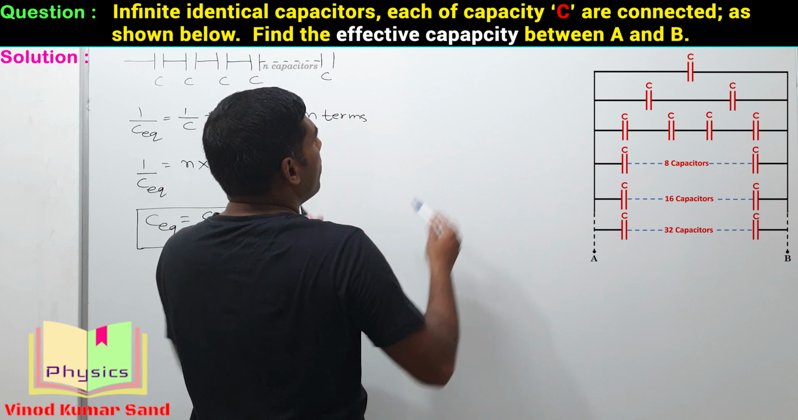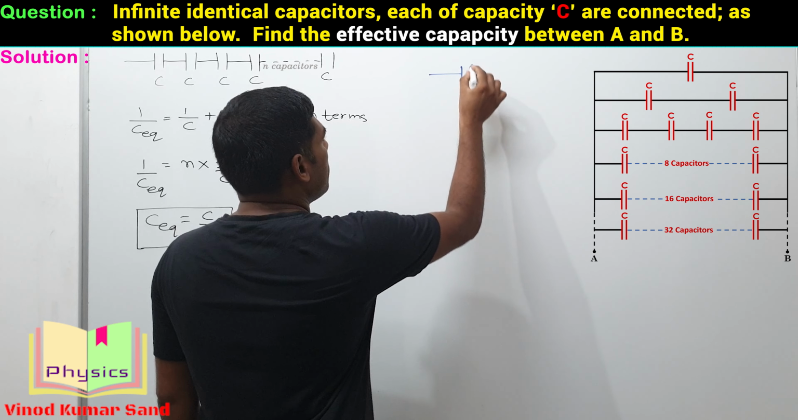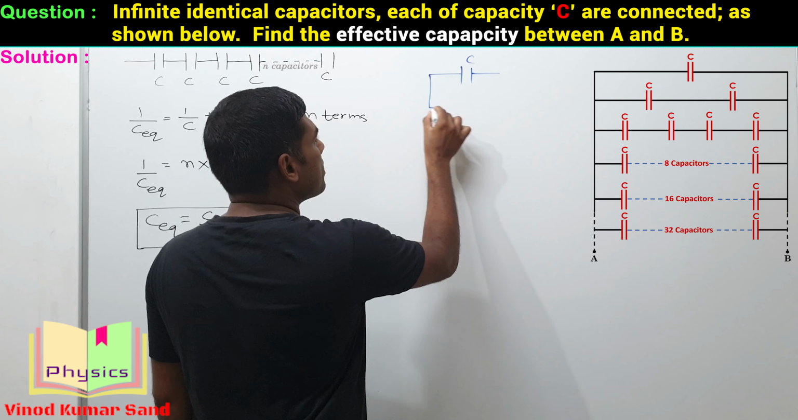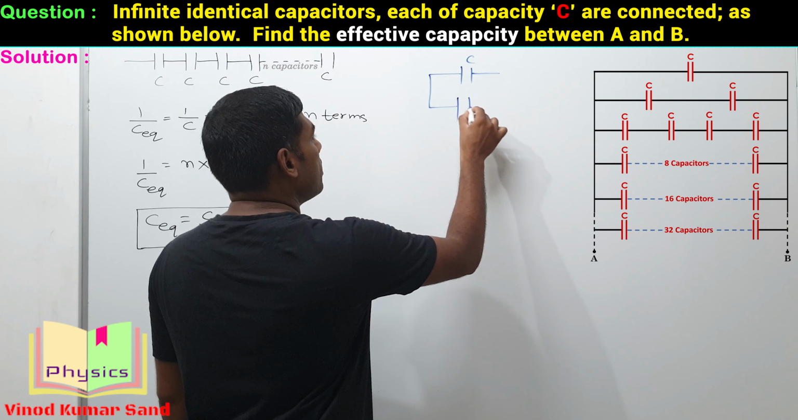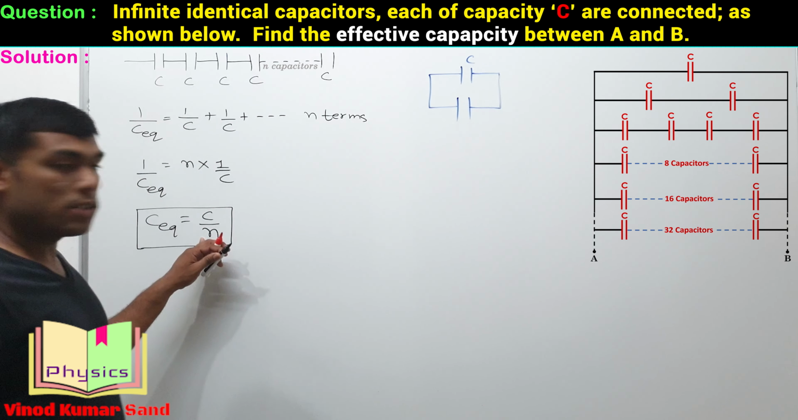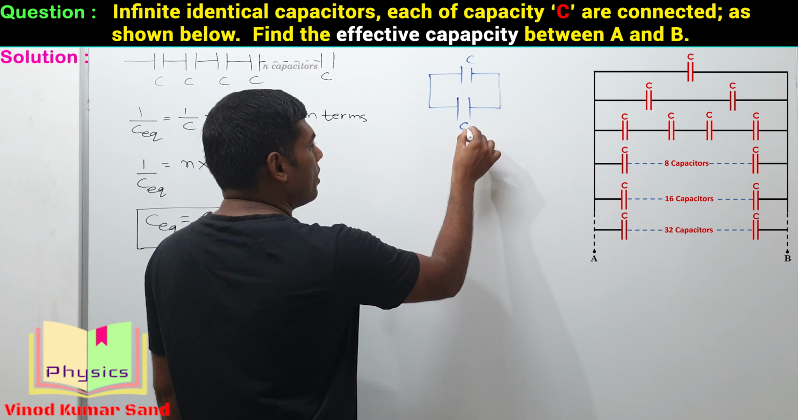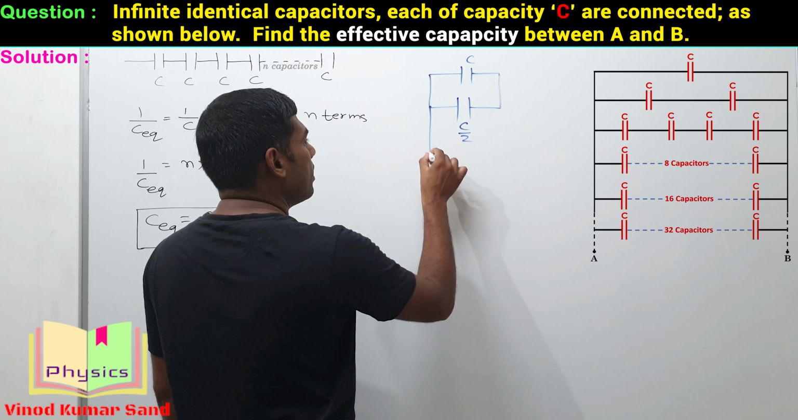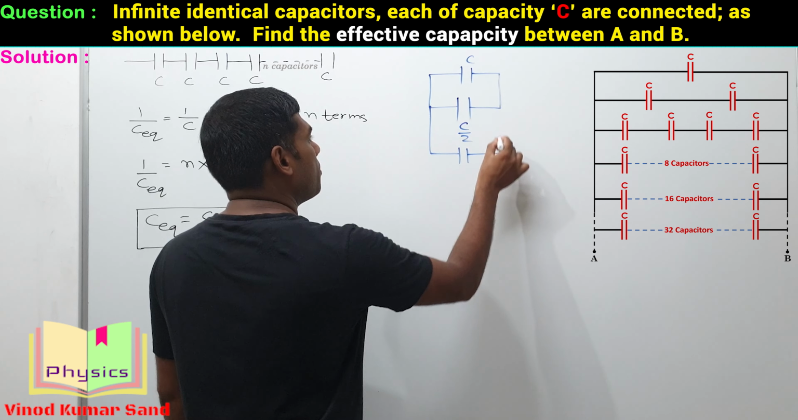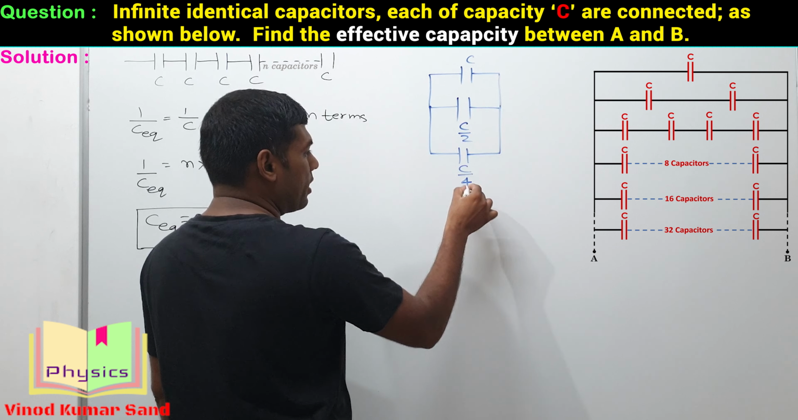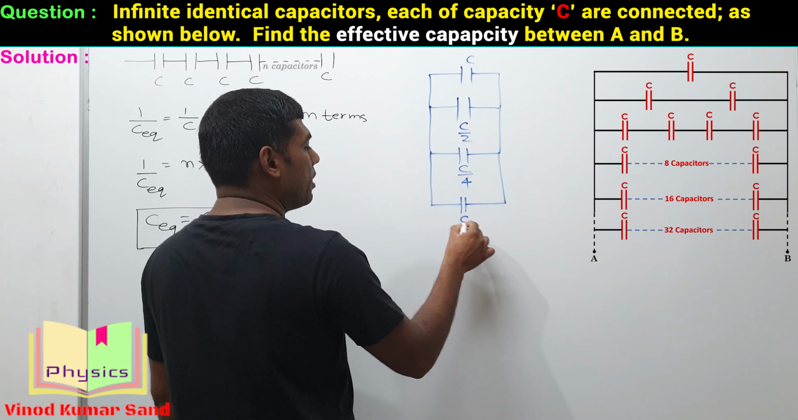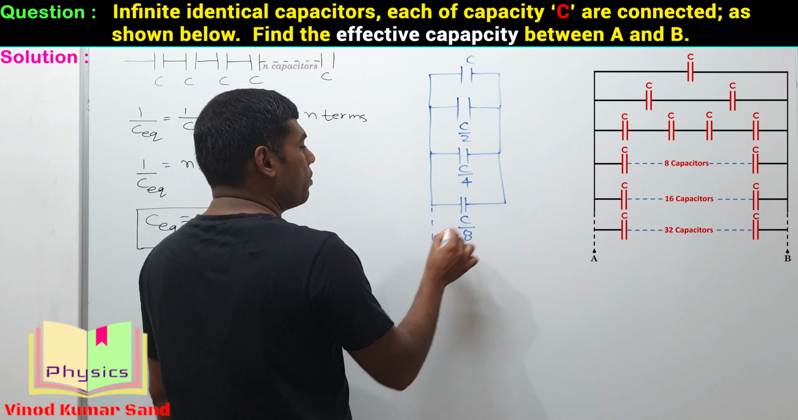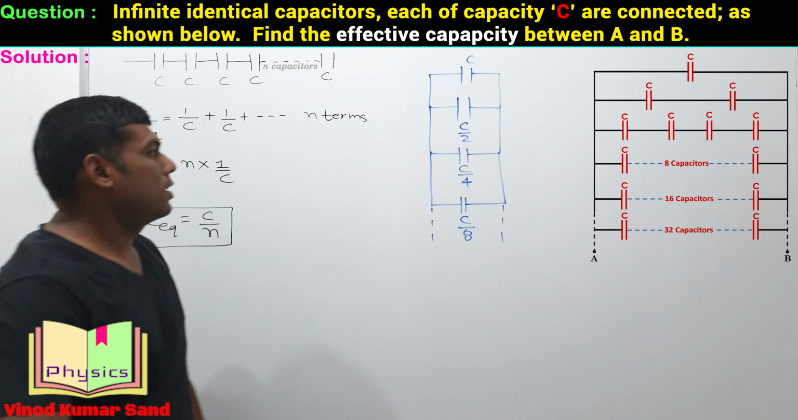Here we have the capacity C in the first branch. In the second branch, we have the two capacitors in series. So according to this, n is equal to 2. So the effective capacity is C by 2. Then in the next branch, the effective capacity will be C by 4. Then it will be C by 8. And so on up to infinity we will have it.